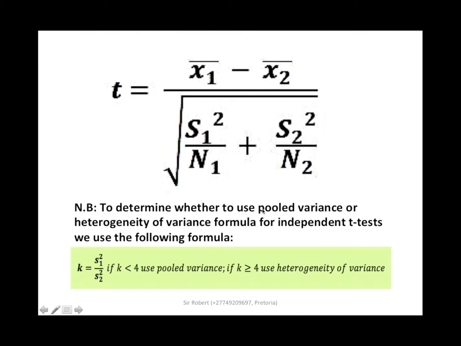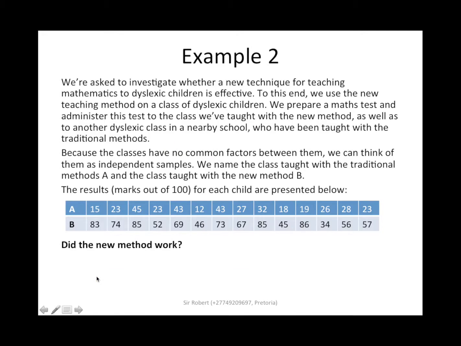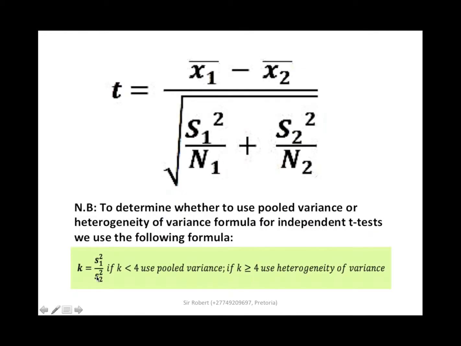So to determine whether to use pooled variance or heterogeneity of variance formula for independent t-tests, we use the following formula. So S1, variance 1 divided by variance 2 of sample 2. If k is less than 4, use pooled variance. If k is greater than 4, use heterogeneity of variance.